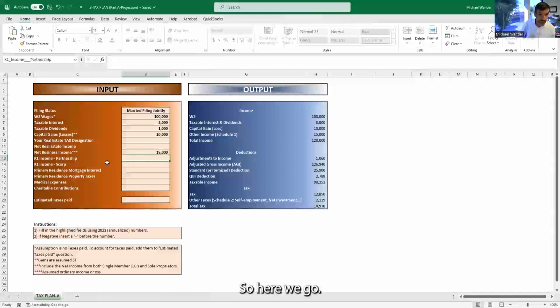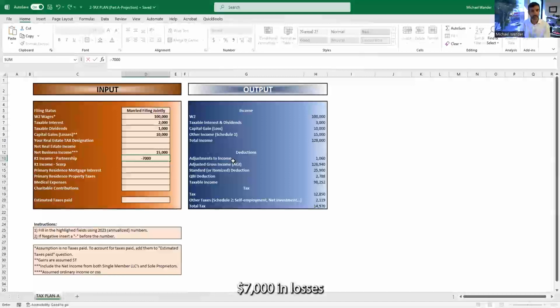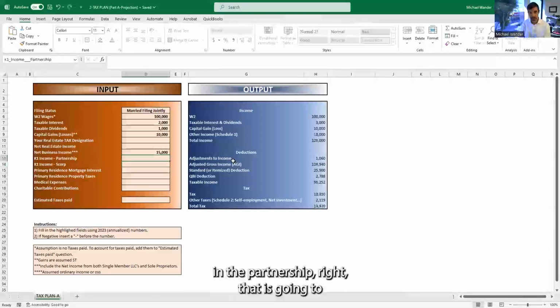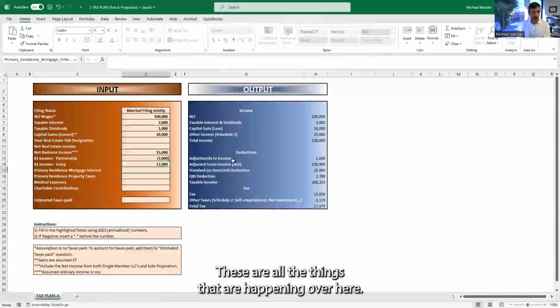So here we go. Income from a partnership. If you are a partner in a partnership, a multi-member LLC, let's say you are able to get $7,000 in losses in the partnership, right? That is going to reduce your total income, as you can see. S corporation as well. Say you have a $17,000 K1, right? These are all the things that are happening over here.